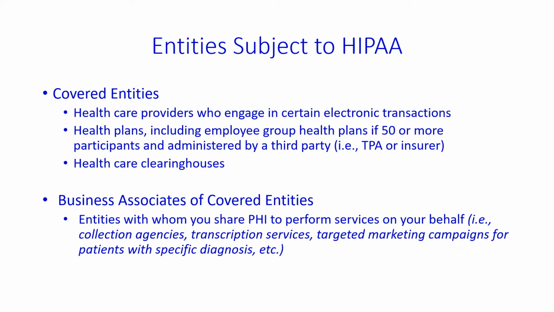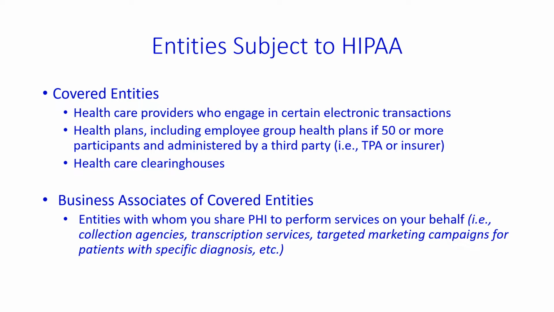There are two types of entities or organization types that are subject to the HIPAA privacy rule. The first are covered entities, or those organizations that submit electronic transactions to Medicare for their own work. Covered entities may also be a health plan with 50 or more members, as well as a healthcare clearinghouse, or companies that submit bills in bulk to Medicare for payment.